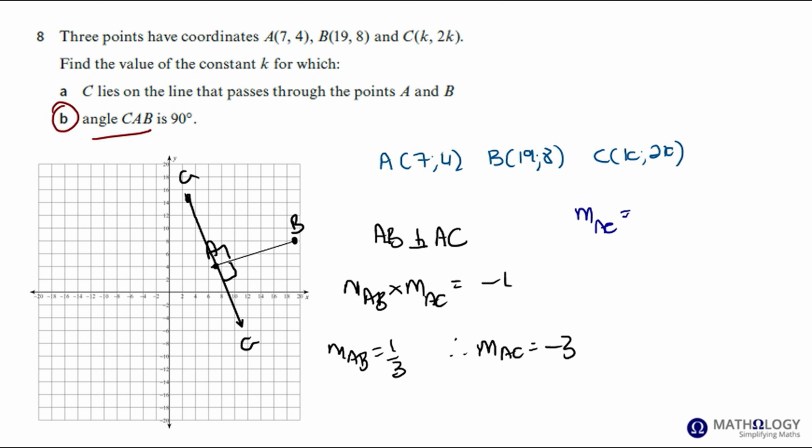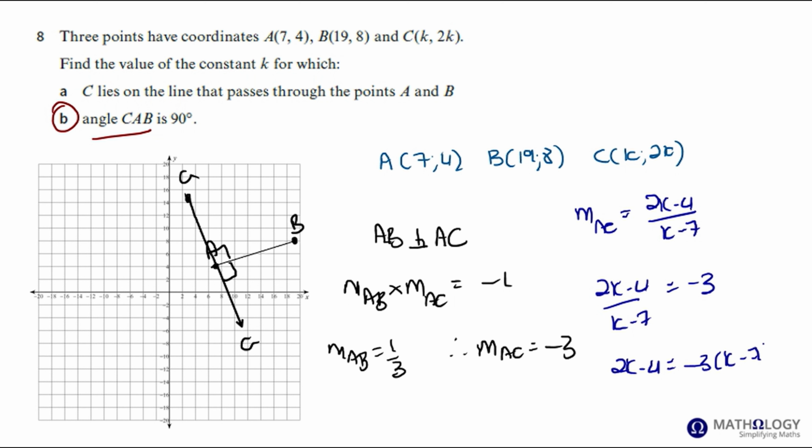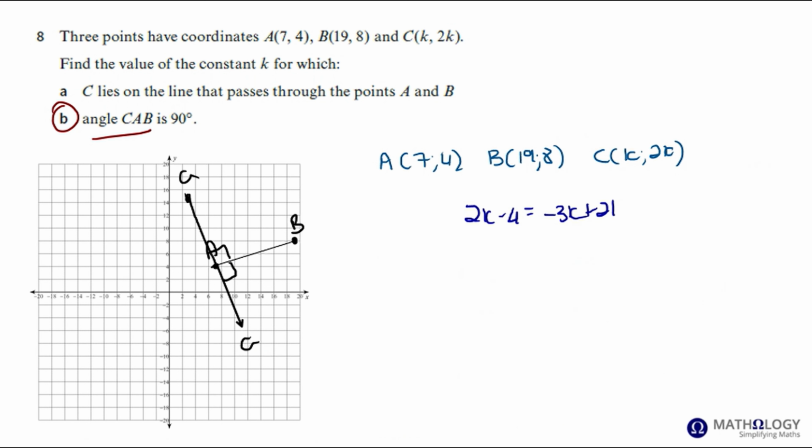Gradient of AC is 2k minus 4 over k minus 7. So 2k minus 4 over k minus 7 equals minus 3. 2k minus 4 equals minus 3 times k minus 7. 2k minus 4 equals minus 3k plus 21. 5k equals 25, so k equals 5. C is therefore the point (5, 10).